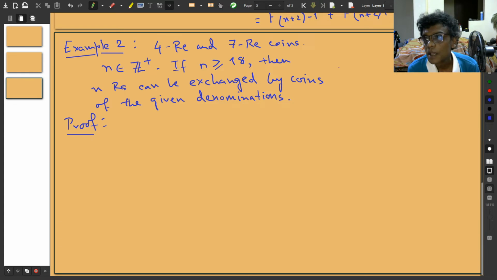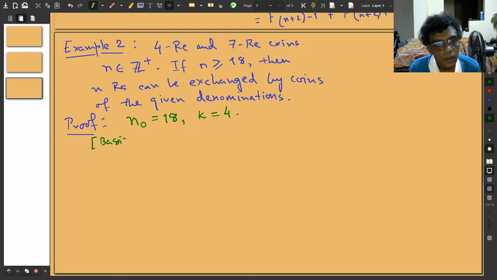Okay, so traditionally I use another color, maybe green. Here actually I have n0 equal to 18 because the assertion starts from 18. And we will soon see that we will take k equal to 4. That is, I will proceed by induction with n0 equal to 18 and k equal to 4. So the basis involves 4 cases: 18, 19, 20 and 21. Let us see that they can be done.